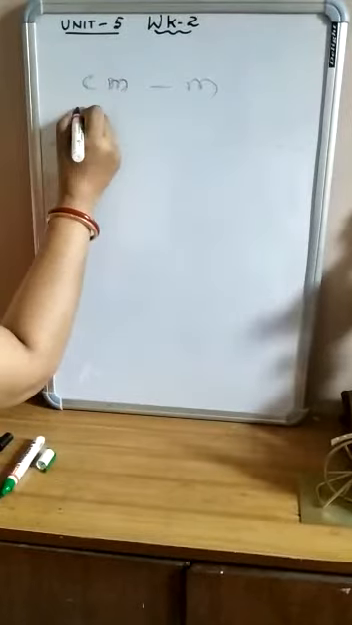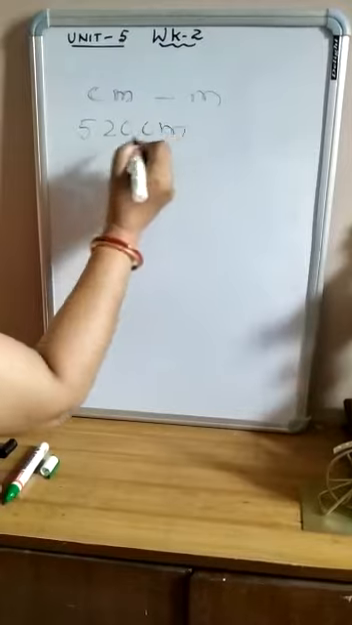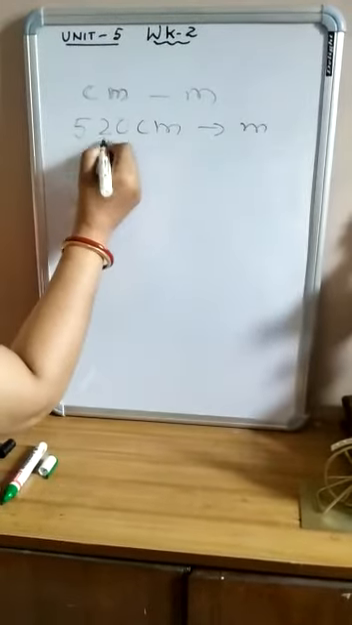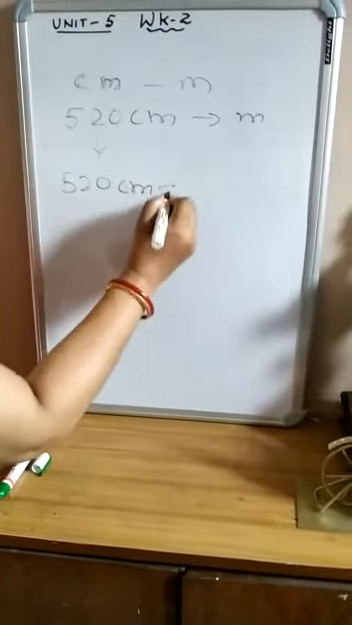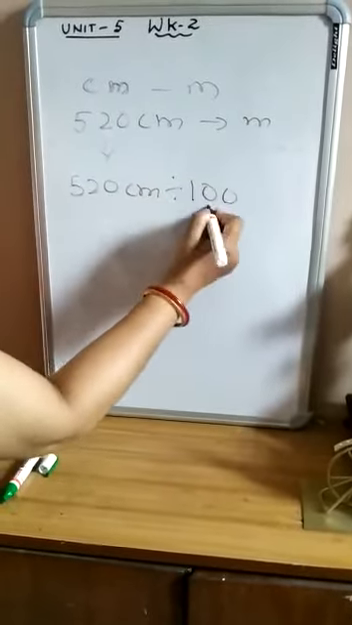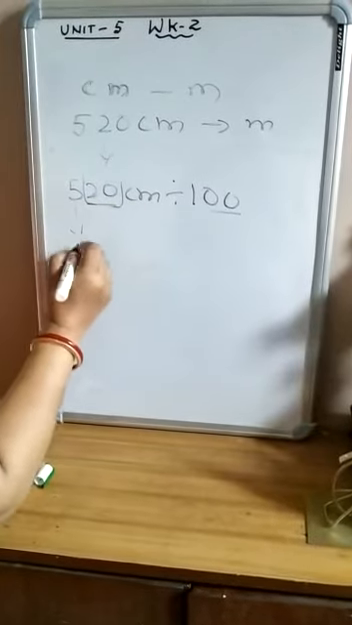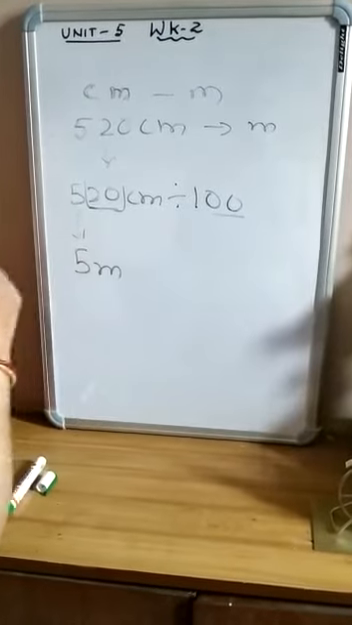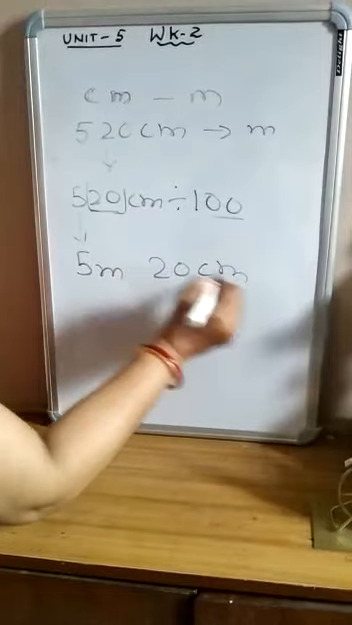For example, 520 centimeter. We have to convert it into meter. So what we will do? We will divide 520 centimeter by 100. Correct? 100 is having 2 zeros, so I will remove these 2 zeros, and this 5 will become what? It will become 5 meter. Right? And this remainder will become 20 centimeter.